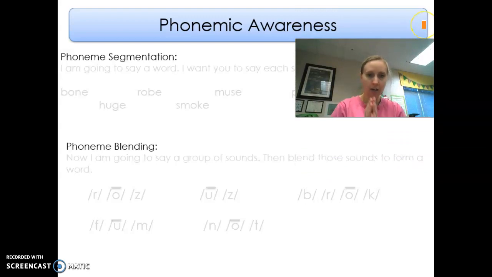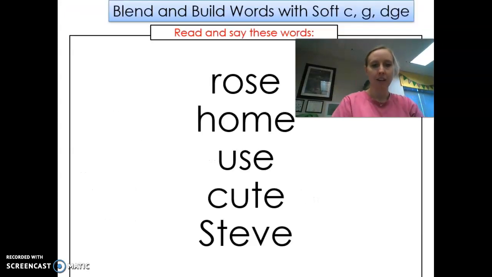And then we're going to make sounds and then blend them together. R-o-z, rose. U-z, use. B-r-o-k, broke. F-u-m, fume. N-o-t, note. Okay, nice job.